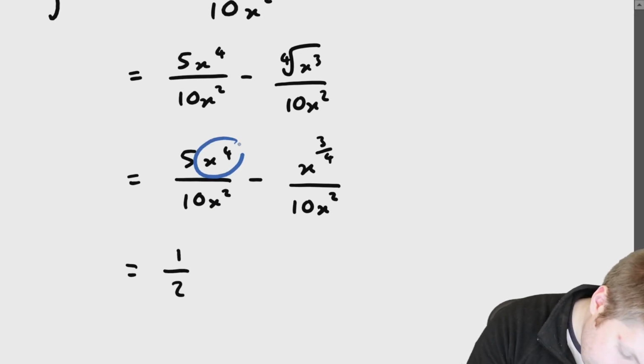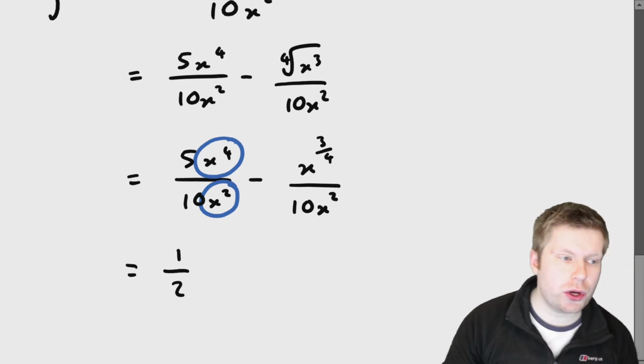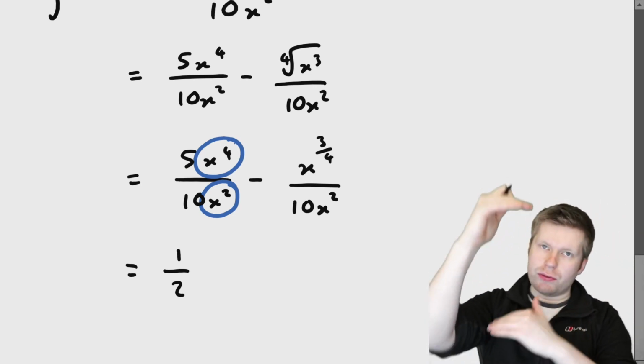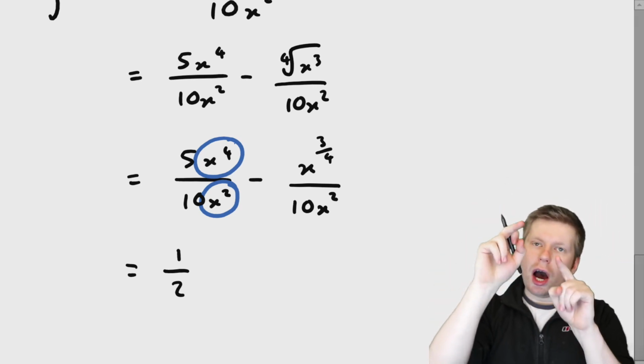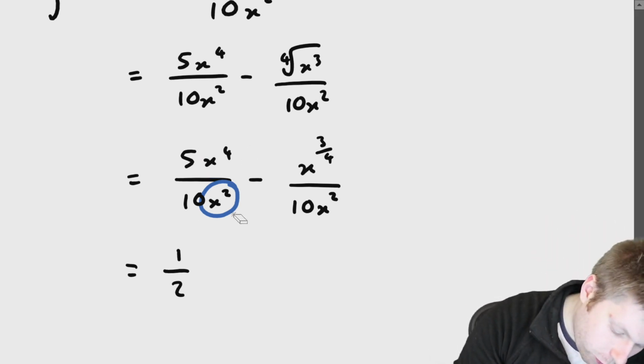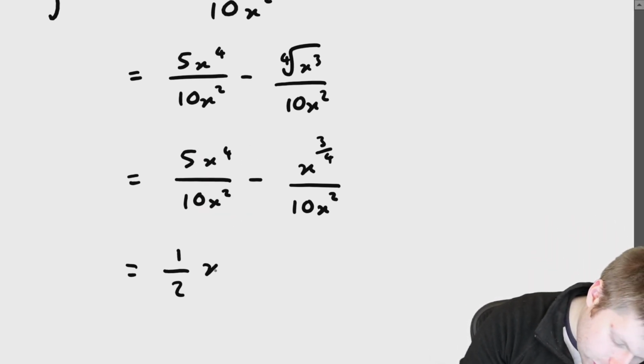But then I'm going to have x to the power 4 divided by x to the power of 2. Well, you notice that if I'm dividing two things with the same base, I just subtract the powers. So 4 take away 2, that gives me x squared.